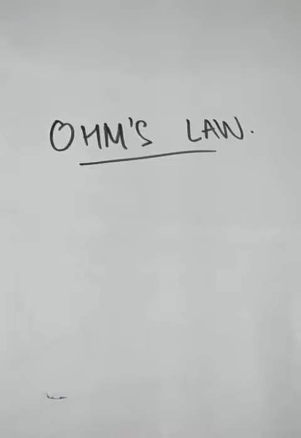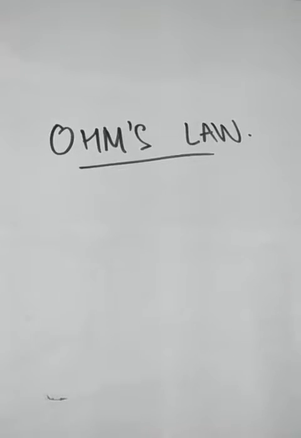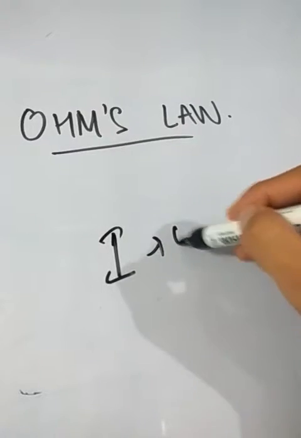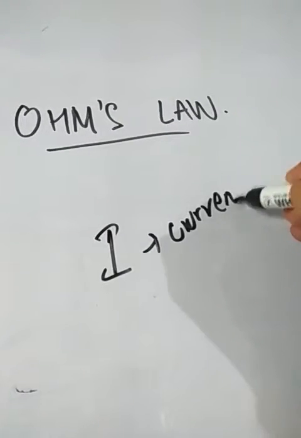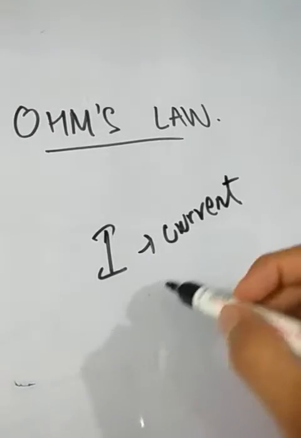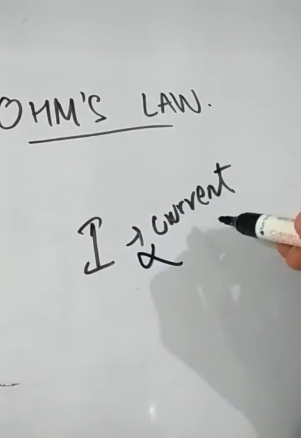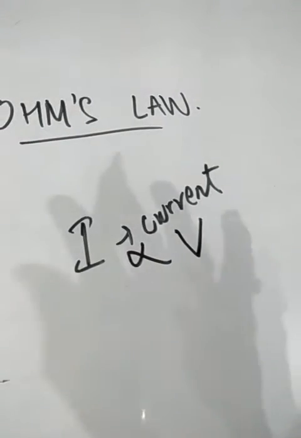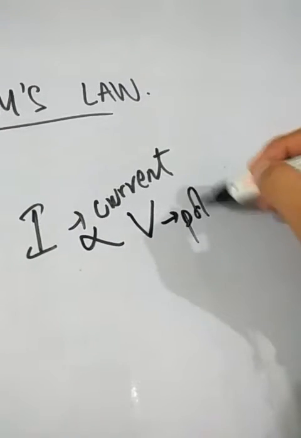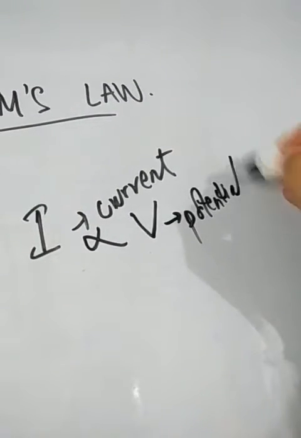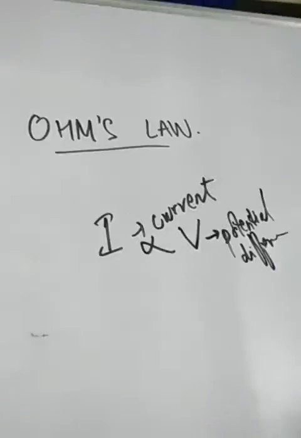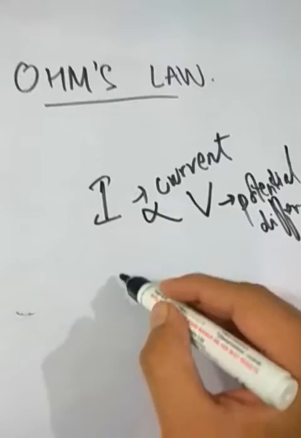The law states that at constant temperature, the current flowing through a conductor is directly proportional to the potential difference across its ends. This is the potential difference, also called voltage. This is what Ohm's law states. It states a direct proportionality.